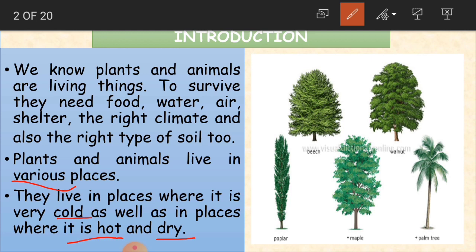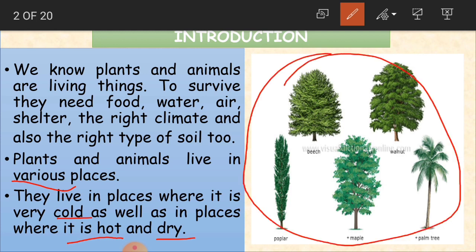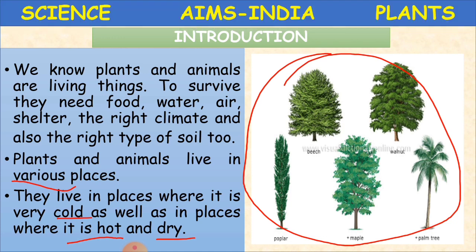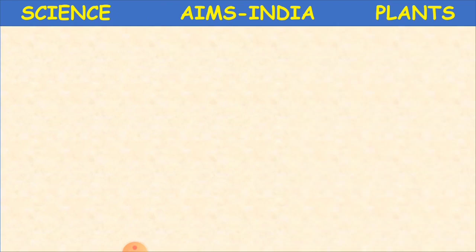Even if you see in the diagram here, children, you have got different type of plants here. These plants grow in different type of areas, so we learn how it is. Clear, children?